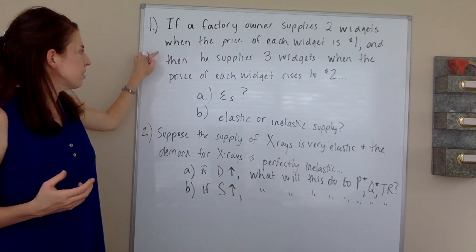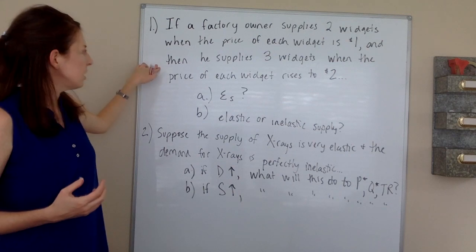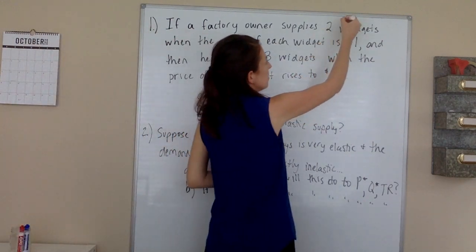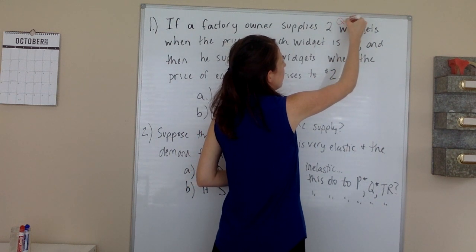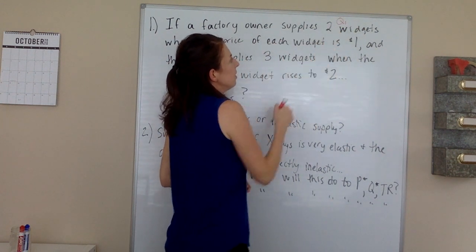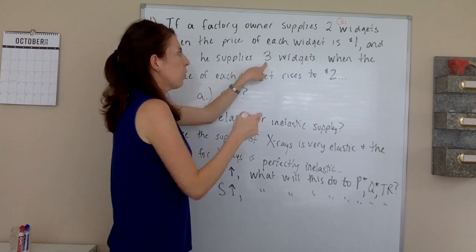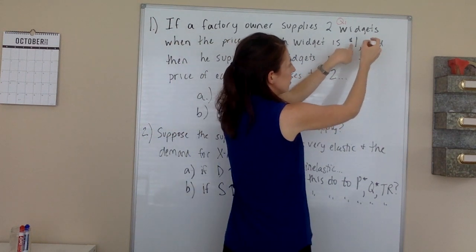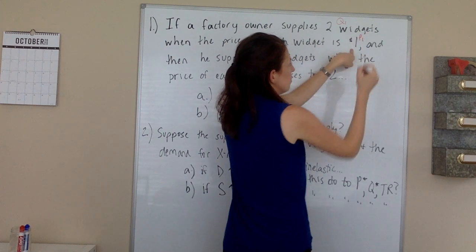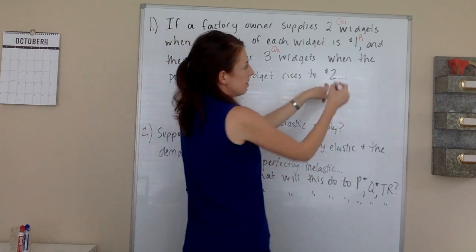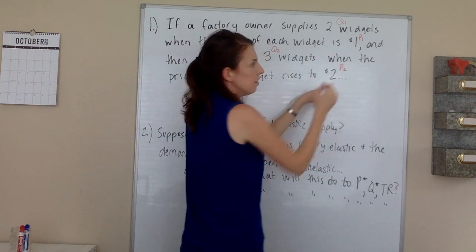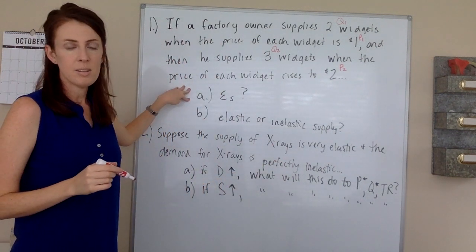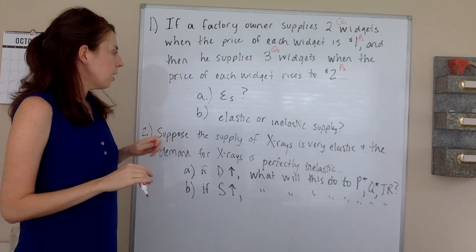As a helpful hint, the reason I'm emphasizing the chronology is because if the first thing that happens is there's a quantity of 2, then this is Q1, and then there's a quantity of 3, then this is Q2. Accordingly, the initial price is $1, so this is P1, this is the second price, so this is P2. A little helpful hint here. Okay, so A, calculate price elasticity of supply.